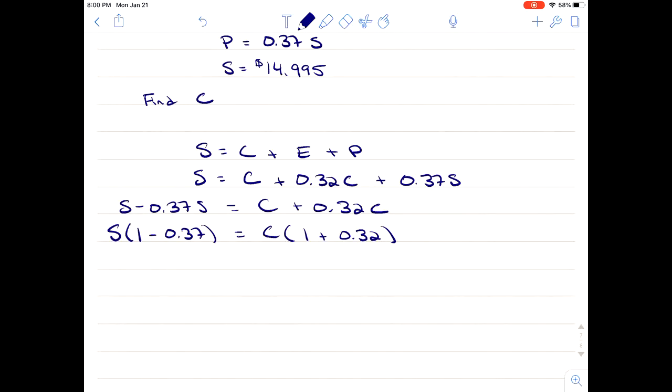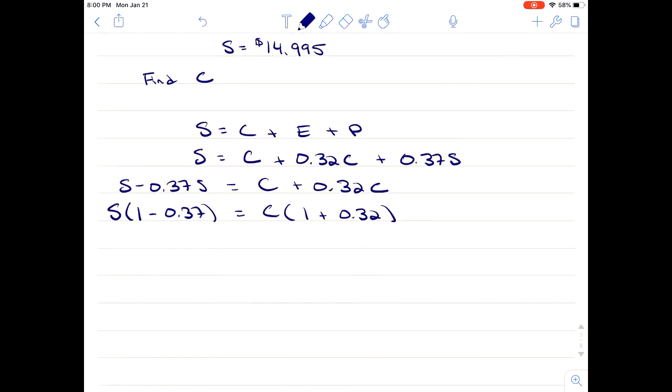One minus 0.37 is 0.63 times S. And then I've got 1.32 times C. Here's a good spot to put in my S because I know it, right? As soon as I only have to put it in once, then I'm satisfied. Then I can put it in. But like I said, if you wanted to put it in right away, that's fine too.